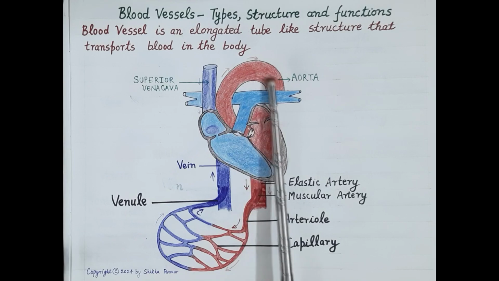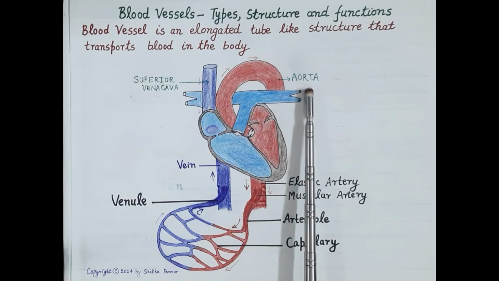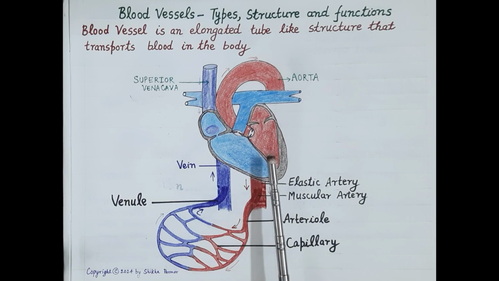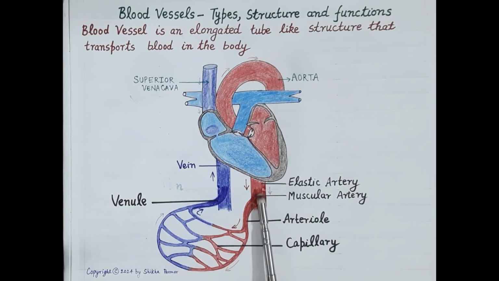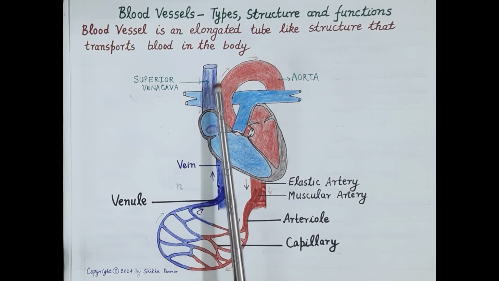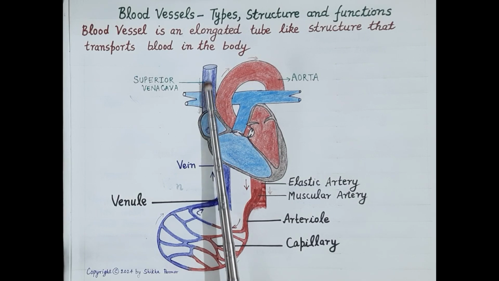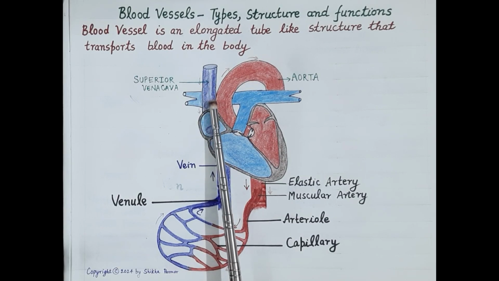Now this is a blood vessel. This blood vessel is known as the aorta. Now when the left ventricle contracts, it pumps this oxygenated blood into the aorta, and aorta supplies this oxygenated blood to all the tissues of the body. Now as you can see here, this is another blood vessel. This is the superior vena cava. Now this superior vena cava, it brings deoxygenated blood from the body to the heart.